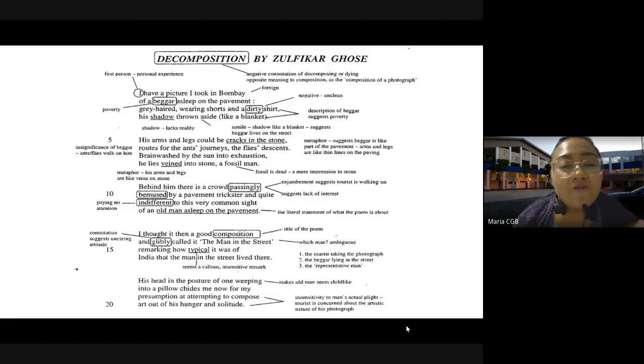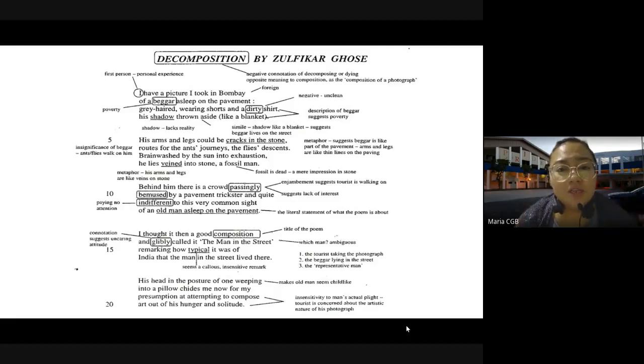And this is further suggested by these lines in the second stanza. His roots for the ant's journeys, flies descents. The fact that little insects sort of live like a parasite on him, right, suggests his insignificance as well. The ants and flies walk on him. Brainwashed by the sun into exhaustion, he lies veined into stone, a fossil man.